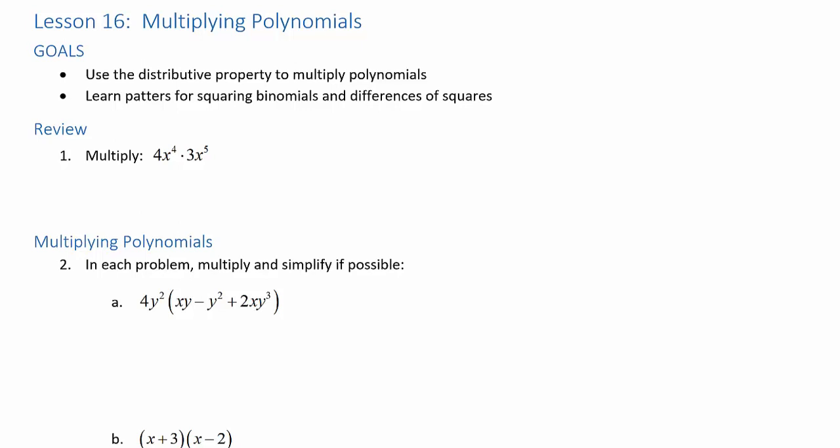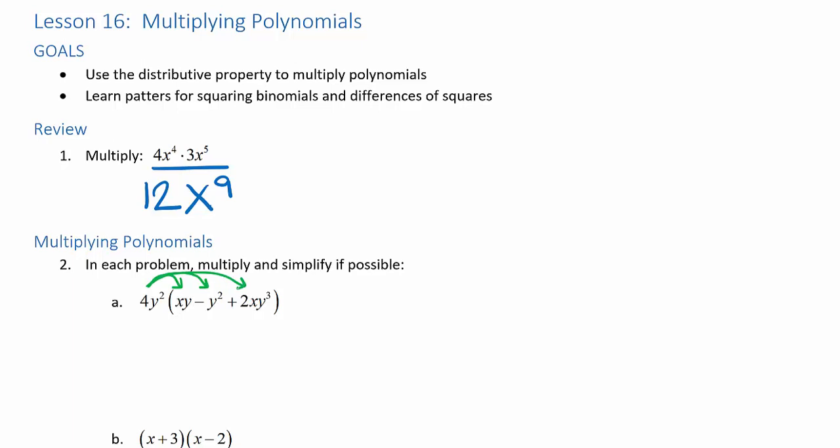In this lesson, we're going to be multiplying polynomials using that product rule that we learned in the last lesson. So let's first start by just reviewing what we learned last time. If we want to multiply things with exponents, we add the exponents. But we can multiply in any order, so first I would do 4 times 3, which is 12. And then x to the 4th times x to the 5th is x to the 9th. Again, I'm adding the exponents.